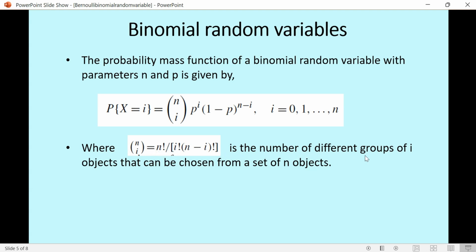So this is the number of different groups of i objects that can be chosen from a set of n objects. And the next term is p to the power i, times (1 minus p) to the power n minus i. Because there are i successes, we have the multiplication with p to the i. And because there are n minus i failures, we have 1 minus p with n minus i as the power.